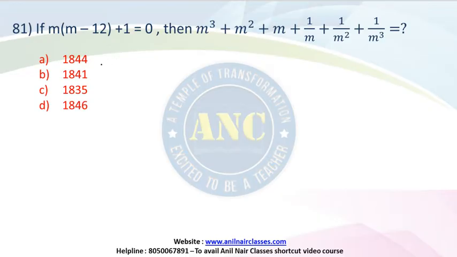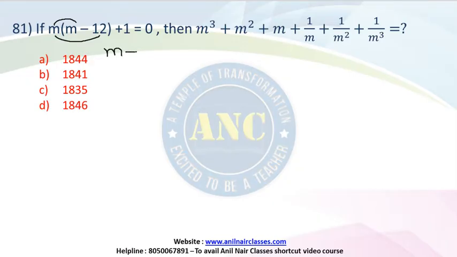Question number 81. Very easy question, sir. Not at all a difficult task. m into m minus 12 plus 1 equal to 0. See, you should always try to do it in your mind itself. m square minus 12m plus 1 equal to 0.